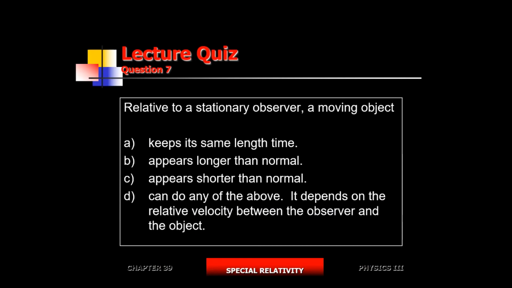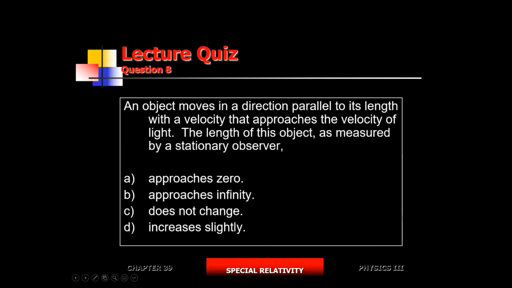All right, so relative to a stationary observer, a moving object is going to appear shorter than normal. So C is the best answer for that one.